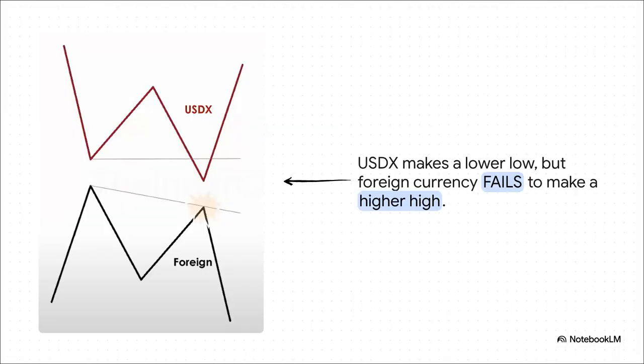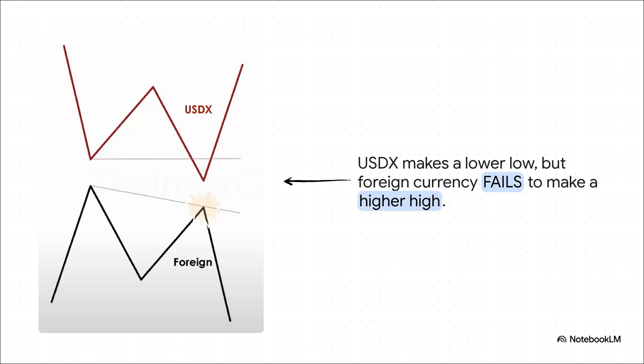Okay, here's our first example of this divergence in action. Look closely here. The dollar index makes a new lower low, right? That's what we'd expect in a downtrend. But look at the foreign currency. It fails to make a new higher high. It just can't do it.